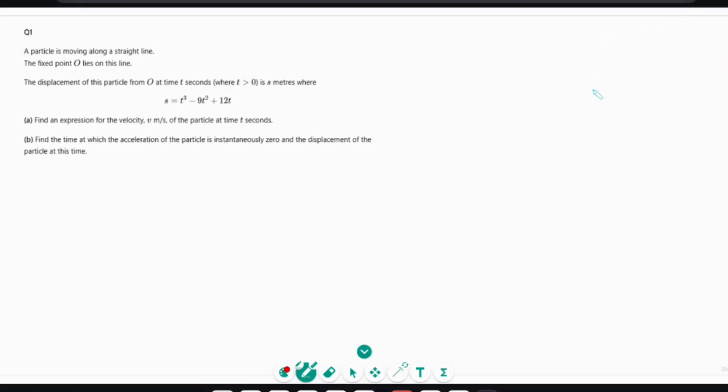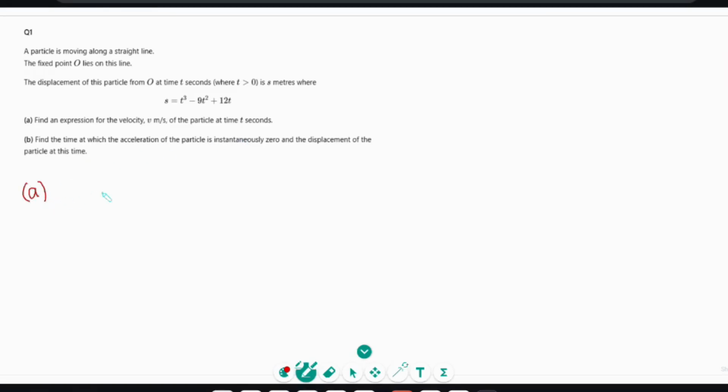The fixed point 0 lies on this line. The displacement of this particle from 0 at time t seconds, where t is bigger than 0, is s meters, where s equals t cubed minus 9t squared plus 12t. So that's our displacement. A, find an expression for velocity.